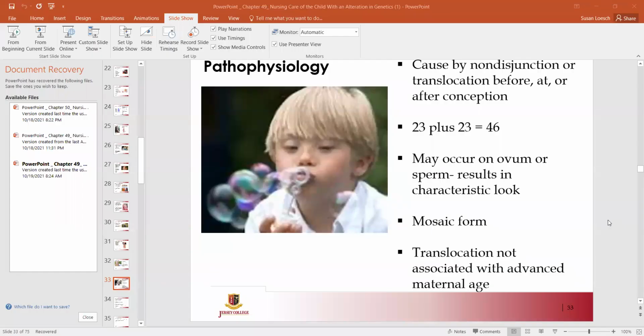Some children will develop the mosaic form, meaning it won't affect all of the cells, just some of the cells. And the translocation, or where it breaks off and then forms with the third chromosome like that, is not generally associated with the advanced maternal age. So most of the time, you'll see just the extra chromosome in the moms that are over 35. The translocation, where part of it breaks off and then it forms the third chromosome by reattaching during that repair process, is not associated with the older age.